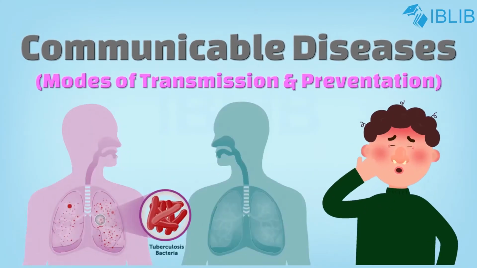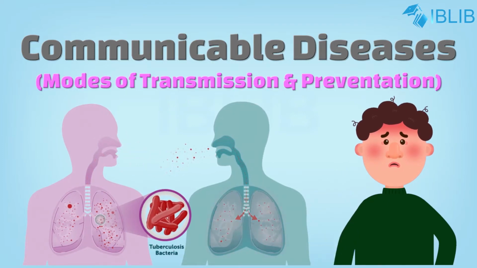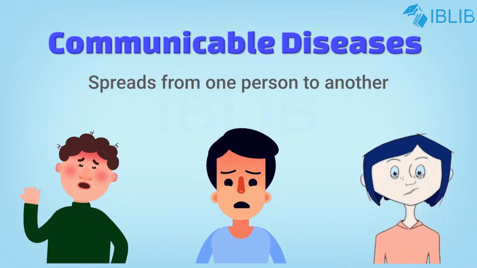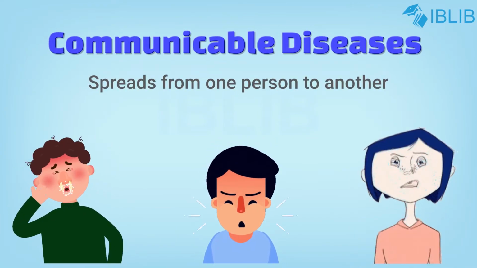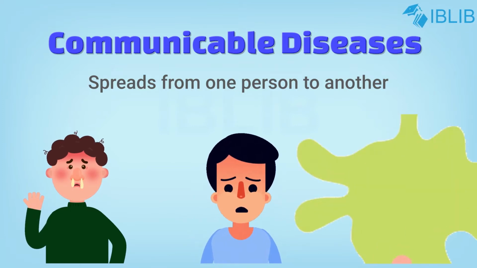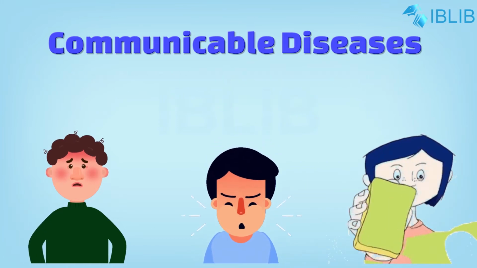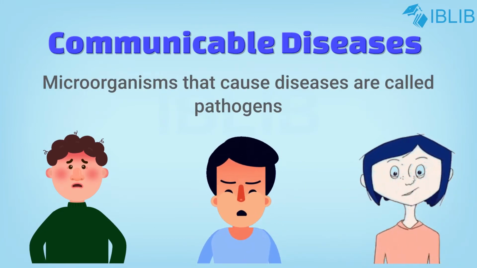Everyone. Today we are going to learn about communicable diseases, their modes of transmission and prevention. So, what are communicable diseases? Communicable diseases are diseases that can be spread from one person to another. Communicable diseases are caused by microorganisms. Microorganisms that can cause these diseases are known as pathogens.